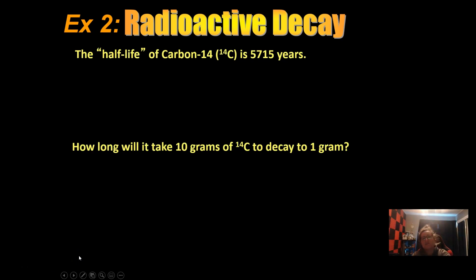Okay, let's look at this. So our example for radioactive decay, we have a half-life of carbon-14 is 5,715 years. How long will it take 10 grams of carbon-14 to decay to 1 gram? So we would start off with our problem. This has 2 pieces, right? Because we're going to be missing some stuff. So we need to find our rate of decay.